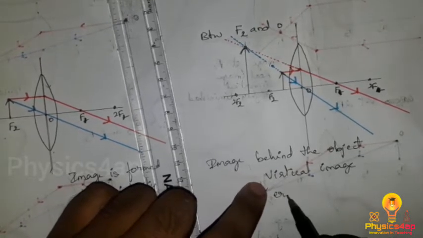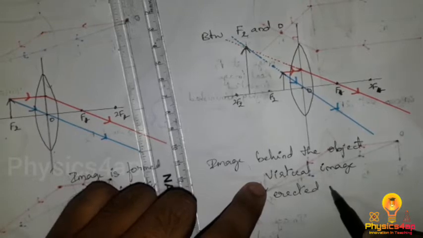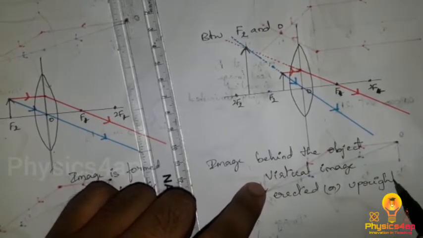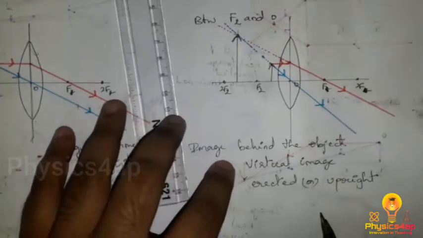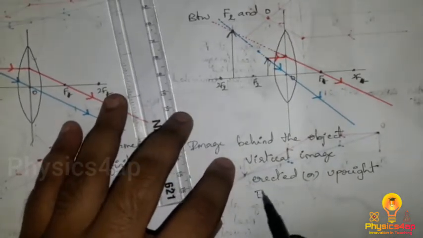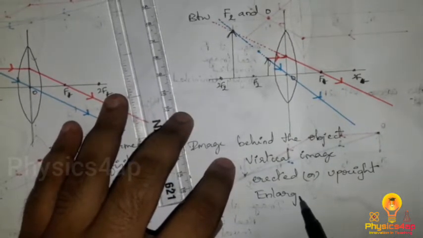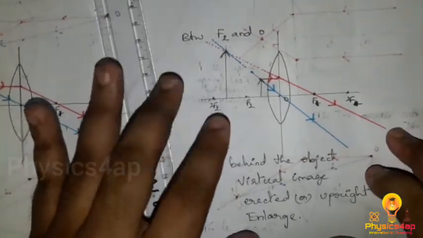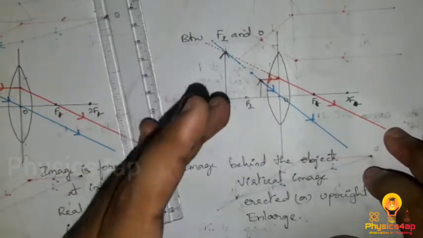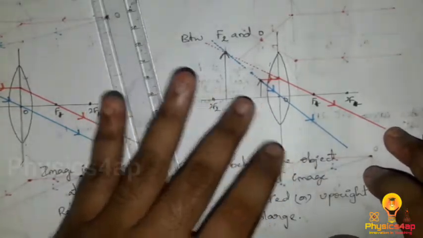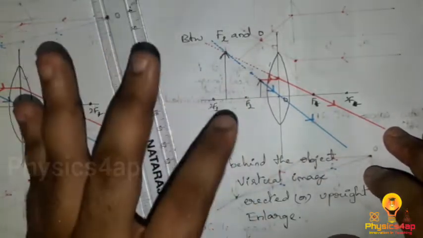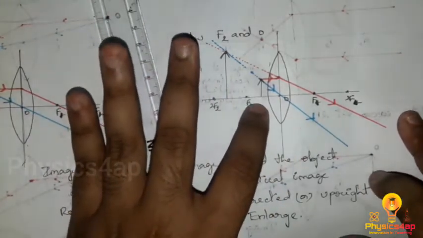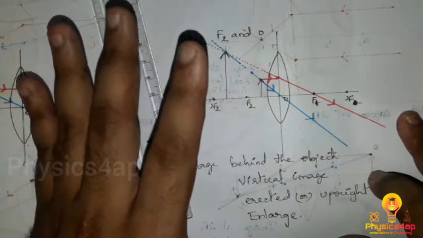And if the image is virtual, it is erected, or what we can call upright. And the size, it is enlarged. So the last case is the special case which we use in the magnifying lens. In the magnifying lens we use this property. When the object is kept near, we see the magnifying lens over here.